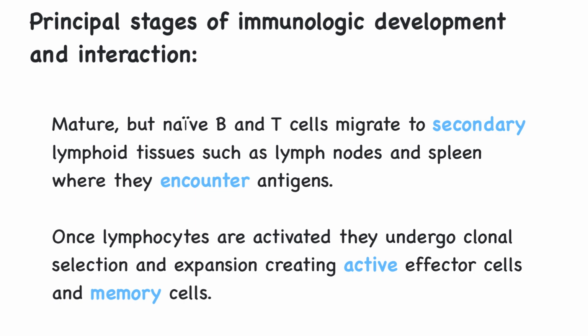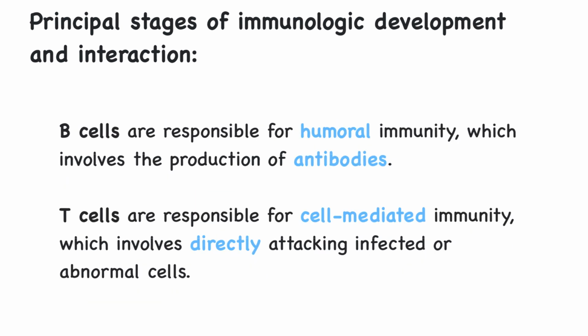Following activation, lymphocytes undergo clonal selection and expansion, rapidly dividing to produce large numbers of identical cells. These differentiate into effector cells, which actively respond to the infection, and memory cells, which provide long-term immunity. These cells give rise to two major types of adaptive immunity. B cells are responsible for humoral immunity, which involves the production of antibodies that circulate in body fluids, while T cells are responsible for cell-mediated immunity, which involves directly attacking infected or abnormal cells and coordinating immune responses.